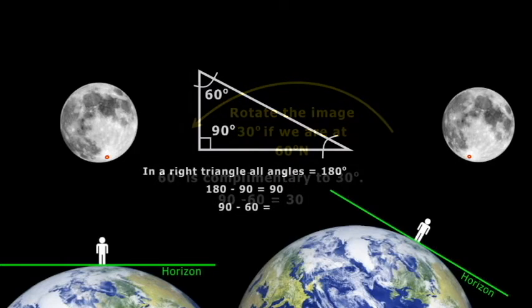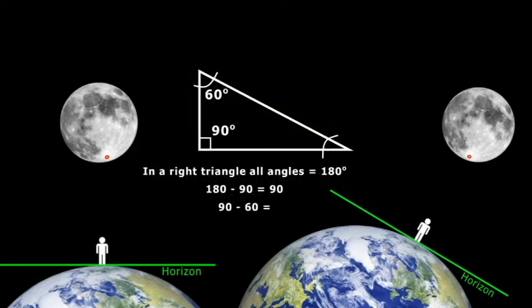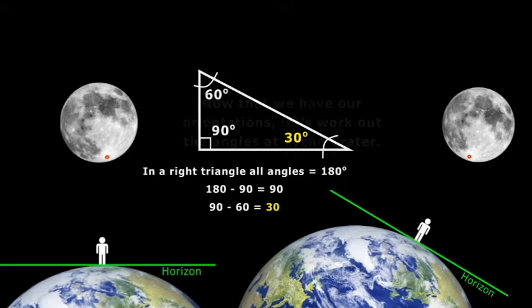In a right triangle, all the angles equal 180. One angle is always going to be 90, or it's not a right triangle. 180 minus 90 gives you 90. In this case, we're at 60 degrees north latitude, so our complementary angle is going to be 90 minus 60, or 30 degrees. That's all you have to do. You don't even need to worry about the 180 minus 90. That was just to show you the right triangle.